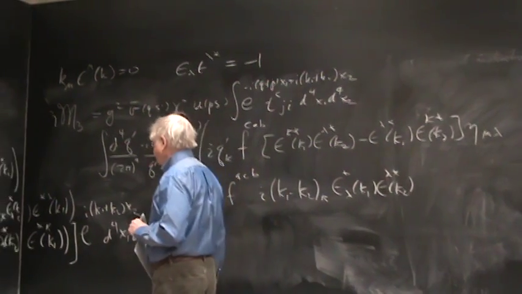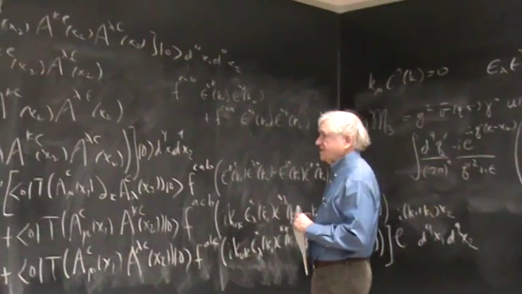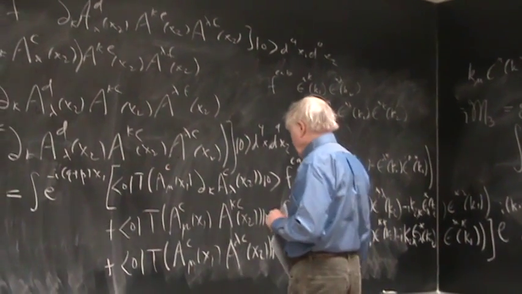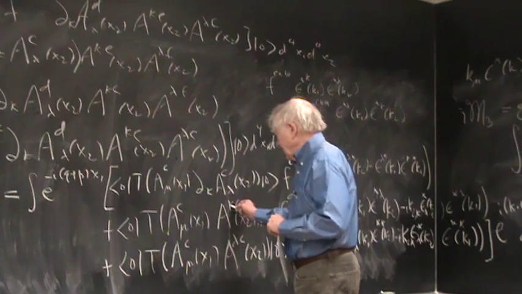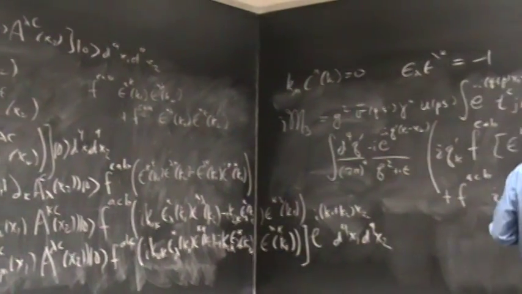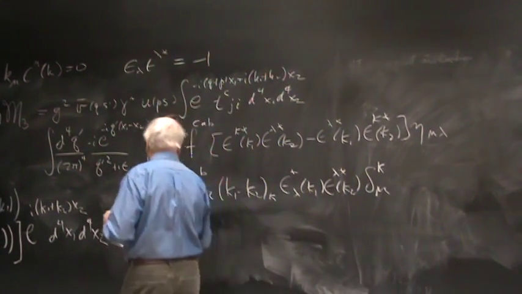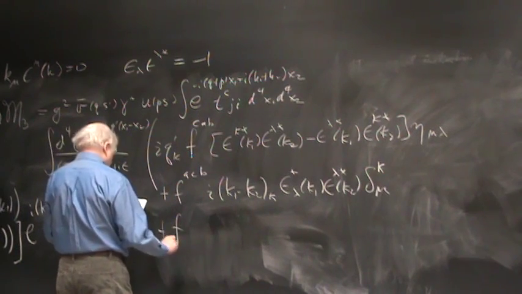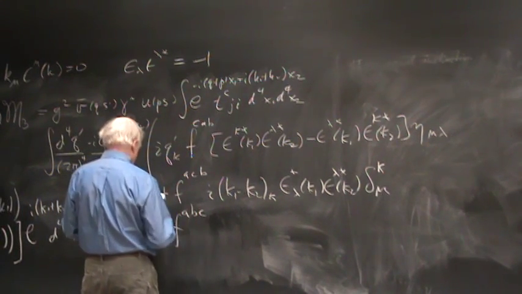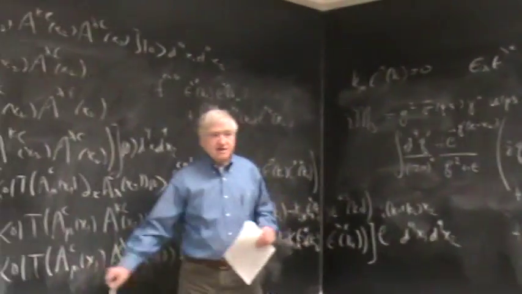And now what we've got is a mu with a kappa. So instead of being an eta, because one is raised, this is delta kappa mu. And the third term is f^{ABC} of all things. And once again, the lambda is raised, and so it's delta.